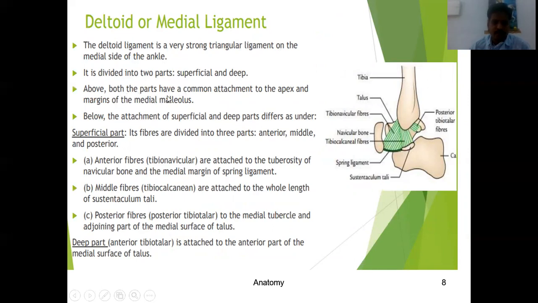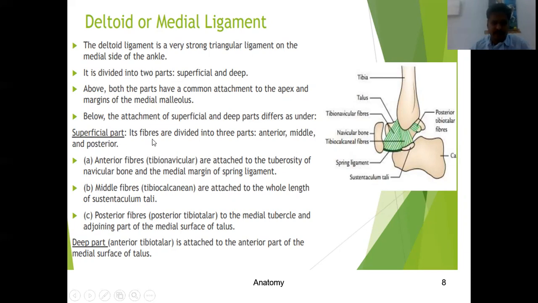Above, both the parts have a common attachment to the apex and the margins of the medial malleolus. So superiorly, the attachment is common. That is, as it is triangular in shape, the apex of the triangle is attached to the margins of the medial malleolus. If you trace the triangular ligament, the apex is directed upwards and the base is directed downwards. The inferior attachment of this ligament has superficial and deep parts. So the attachments differ inferiorly, or below.